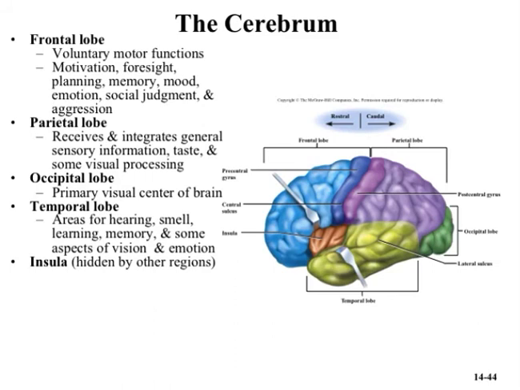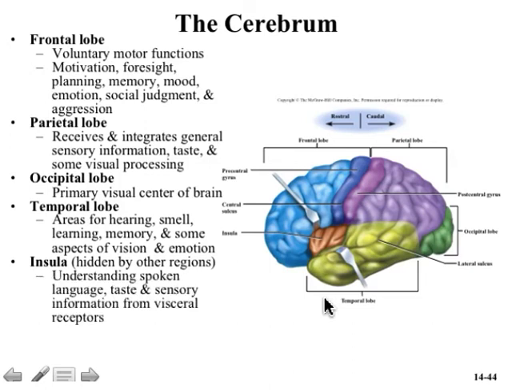And the insula, which is revealed here by these two little forceps pulling away at the temporal and frontal lobes of the brain. You can see it underneath, so it's deep to these lobes. It's hidden by other regions, and it's thought to be involved in understanding spoken language, as well as receiving taste and sensory information from visual receptors.